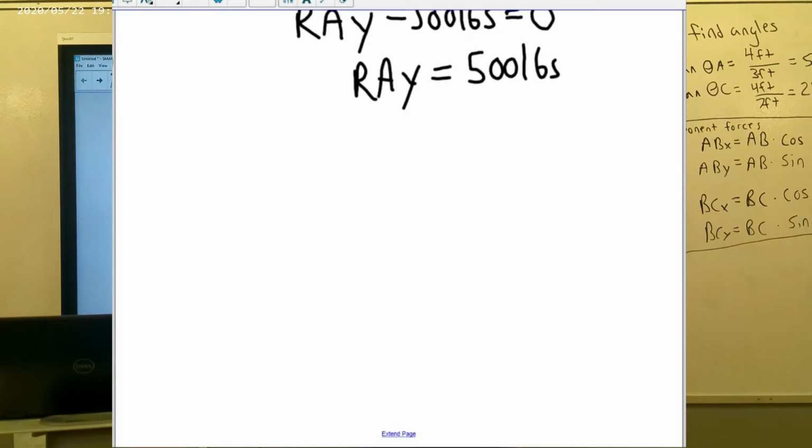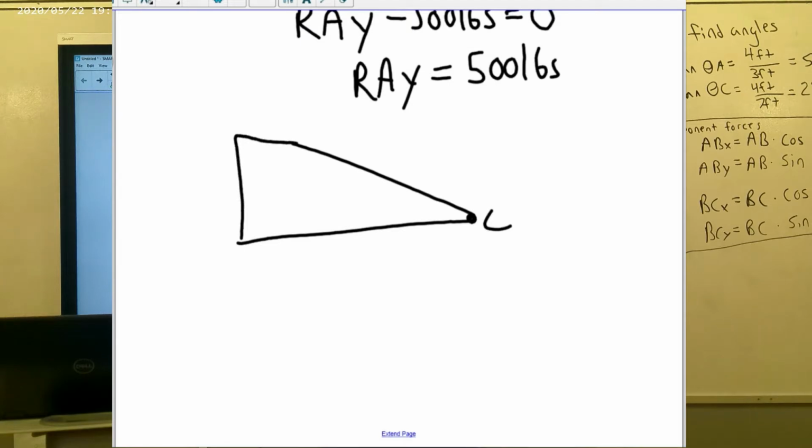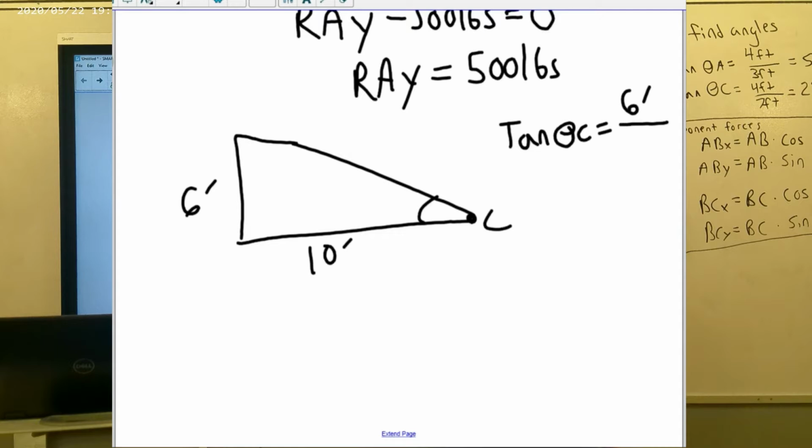So for angle C, we have a height of 6 feet and we have an adjacent side of 10 feet. Now, we are trying to find angle C. Think about our trig functions. What trig function do we have that involves the opposite side and the adjacent side? And the answer to that is tangent. So the way we would set this up is we would say that the tangent of our angle C is equal to the opposite, 6 feet, over 10 feet.